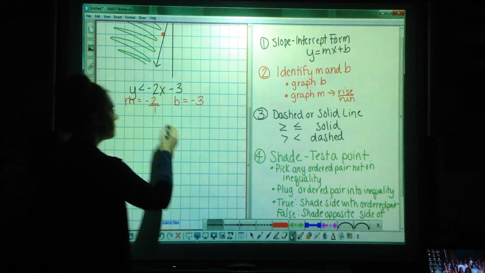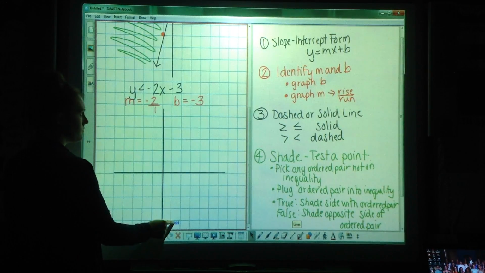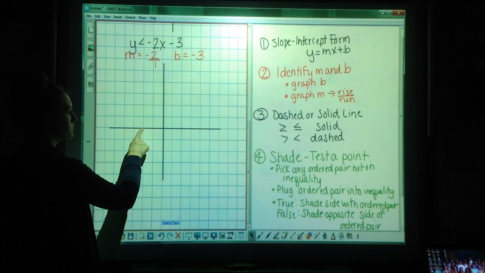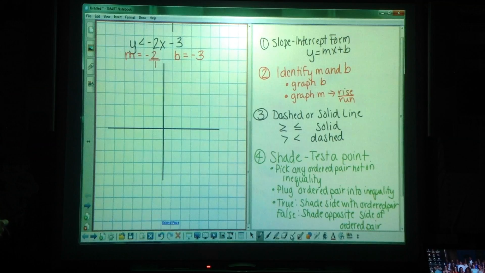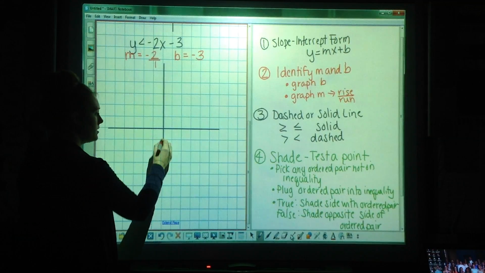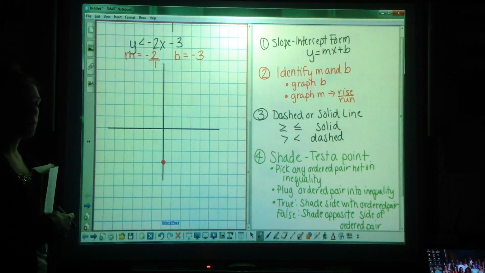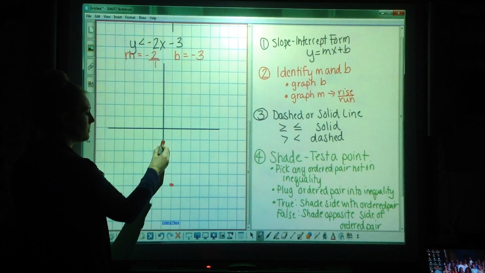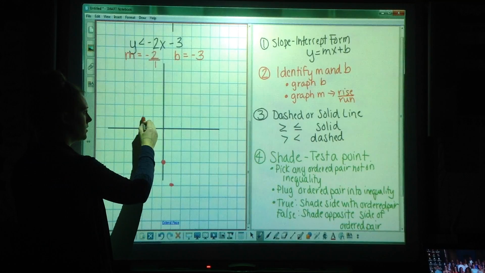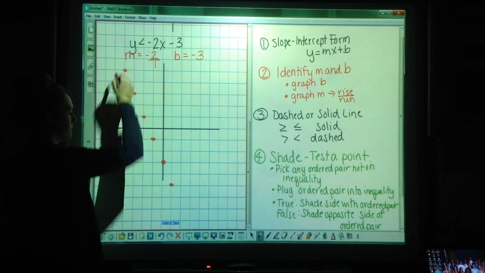Now I get to graph. My b, my y-intercept, is negative 3. My slope is down 2, to the right 1. Down 2, to the right 1. Now that makes me run out of room, so I'm going to do the opposite: up 2, to the left 1. I'm going to make that span the whole coordinate plane.